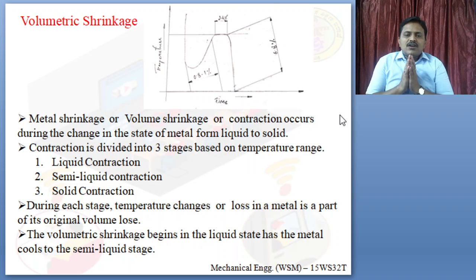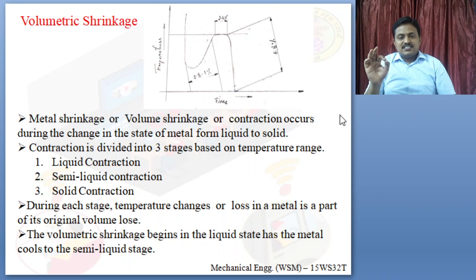In this, contraction is divided into three stages based on the temperature range. In the last class, we saw the three different stages of the solidification process. Just like that, the solidification stages continuation itself is a volumetric shrinkage. The solidification process occurs due to shrinkage of volume. The first stage is liquid contraction. In this stage, the liquid is going to contract. Second one is semi-liquid contraction. Third stage is solid contraction.